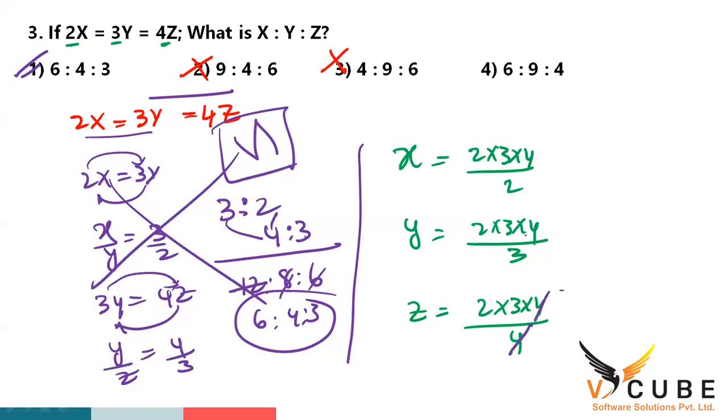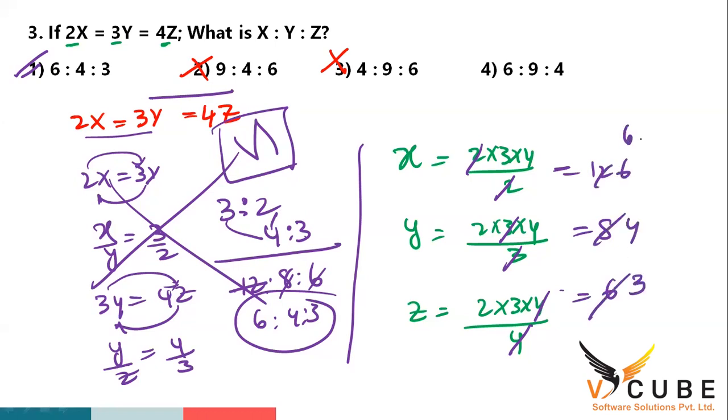So 4, 4 cancel, 3, 3 cancel, 2, 2 cancel. So 3 4s are 12. Okay, 2 4s are 8, 2 3s are 6. Let me calculate. The final answer is here 6 is to 4 is to 3.